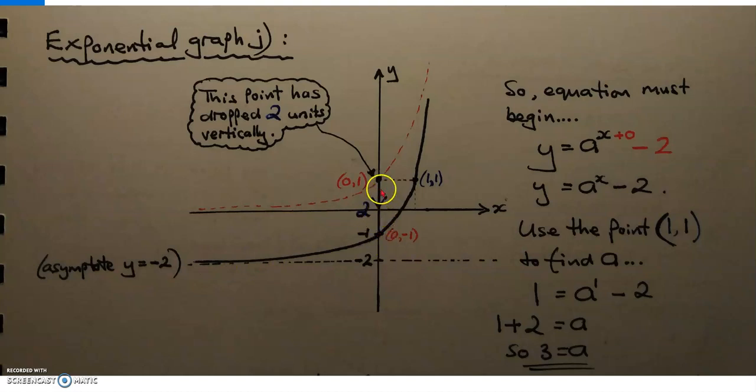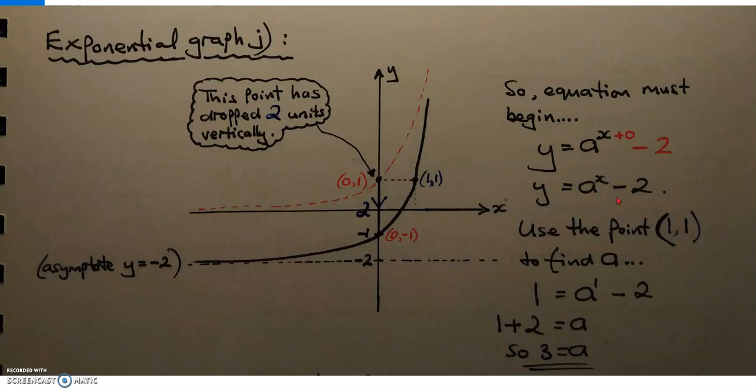Now you'll notice it's only dropped 2 units. There has been no horizontal movement at all. So when we build up the equation, we're really saying that it is y equals the base a to the power of x plus 0, because there's been no horizontal movement. But there has been a vertically downward movement of minus 2 units, so that must go on the end. So our equation looks like this: y equals a to the power of x minus 2.